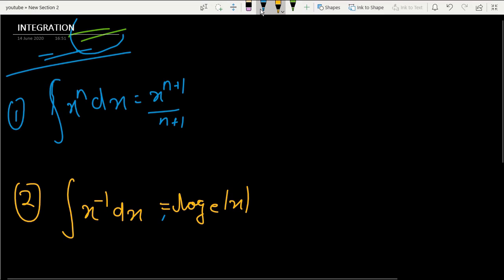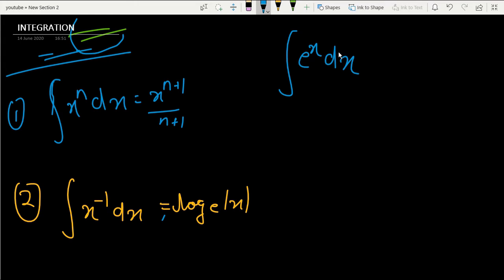Third formula. If y is equal to e raised to x, remember this. We had seen that in differentiation also, e raised to x. So what will be the integration of e raised to x dx? You might be asking. It will be the same as the differentiation. It is going to be e raised to x only. This is the third.